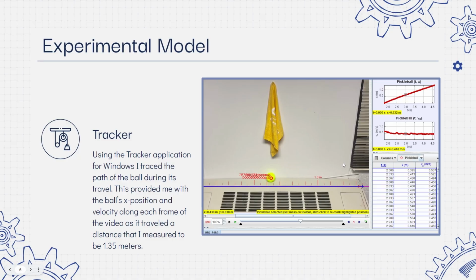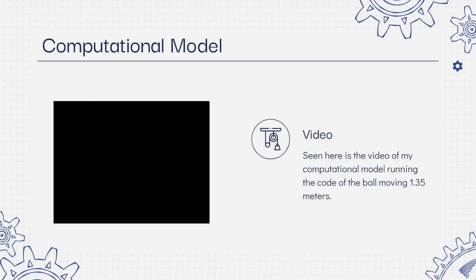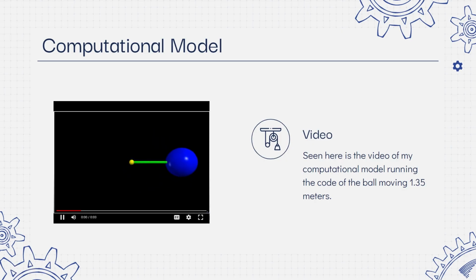And this is what my video tracker software looked like. I used it to track the ball's X position, and it also calculated the velocity along the 1.35 meters. And this is what the computational model looked like.